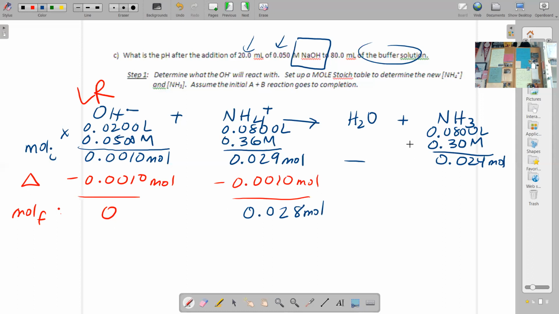Okay, and here's the real fun part. What's going to happen on the product side? These guys go down by 0.001. What's going to happen to NH3? Yeah, it's going to go up. So change, stoichiometry happens in the change. Same message. And this guy went up to 0.025 moles.